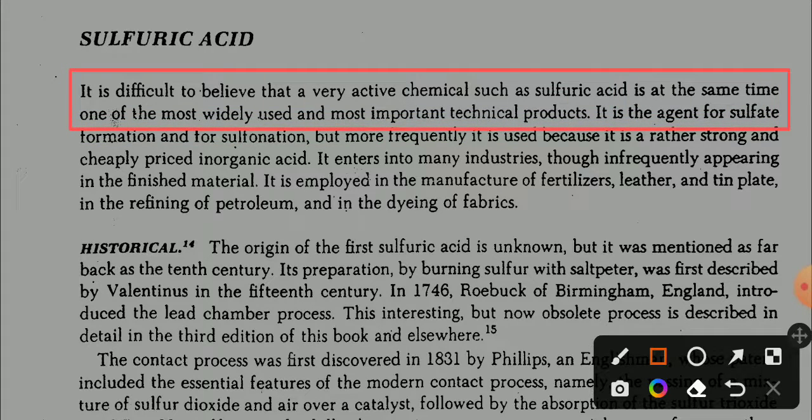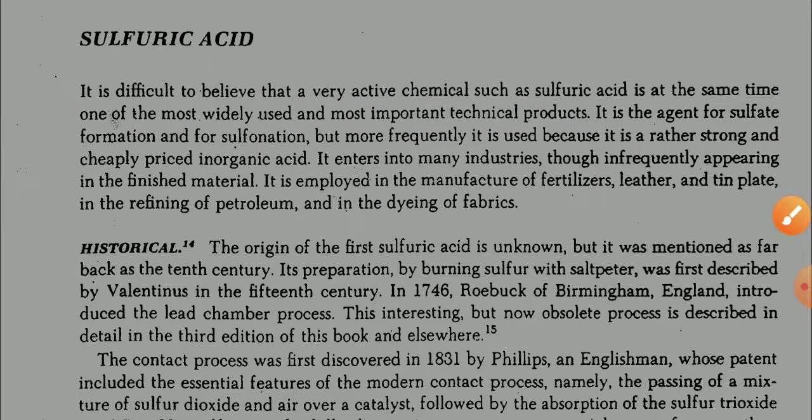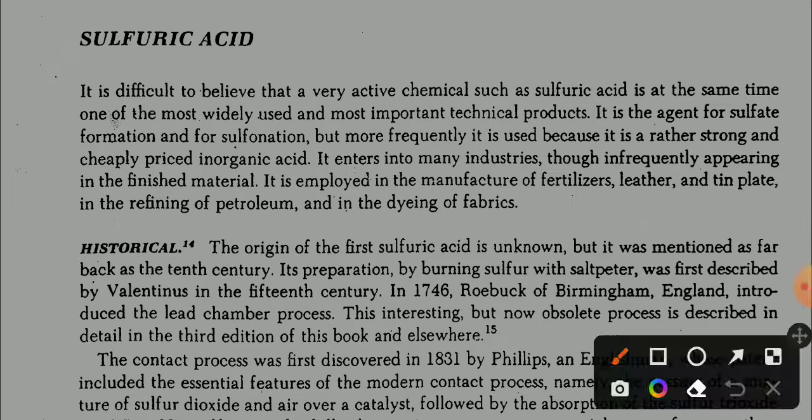Okay, it is difficult to believe that a very active chemical, which word? Active chemical. As sulfuric acid is at the same time one of the most widely used and also important technical products. It is the agent for sulfate formation and for sulfonation. Which is the most important part? It is the agent for sulfate formation and also sulfonation.